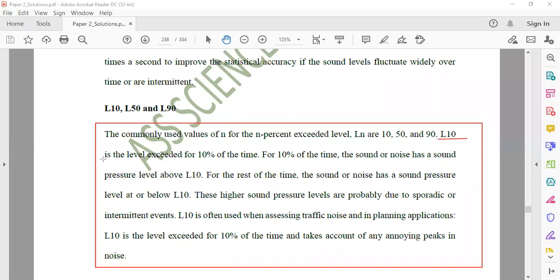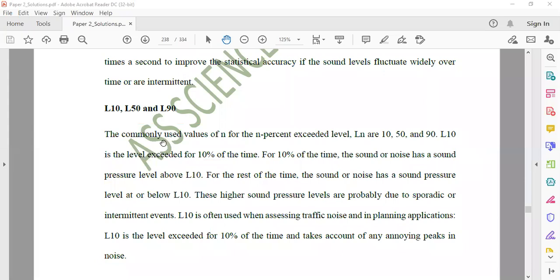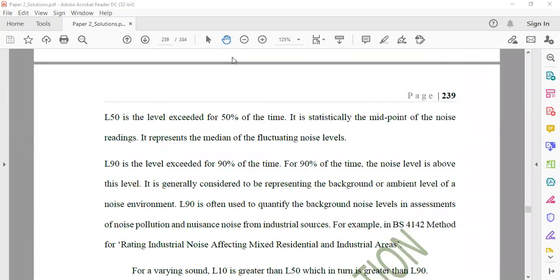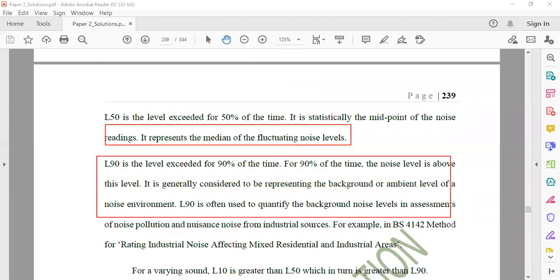L10 is the level exceeded for 10% of the time. For 10% of the time, the noise has a sound pressure level above L10. For the rest of the time, the noise has a sound pressure level below L10. The higher sound pressure levels are probably due to sporadic or intermittent events. L10 is often used when assessing traffic noise and planning applications. Similarly, we have L50 and L90. L50 is the level exceeded 50% of the time, the statistical midpoint of the noise level. Then L90 is exceeded 90% of the time. This way these values propagate.